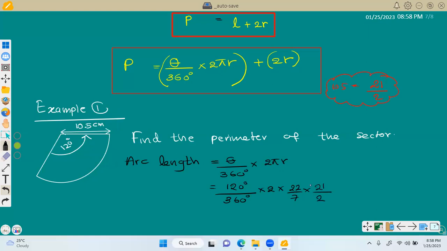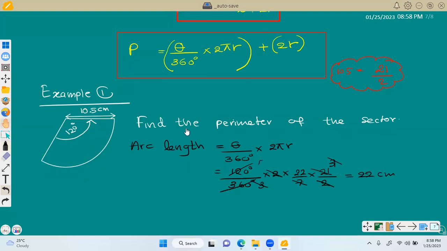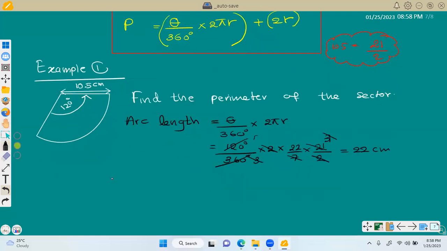Okay, so 21 divided by 7 is 3. 2 divided by 2 is 1. 120 divided by 300 is 3. Then 3 and 3 cancel. So it is 22 centimeters. Now, you know that the perimeter of a closed plane figure is what?